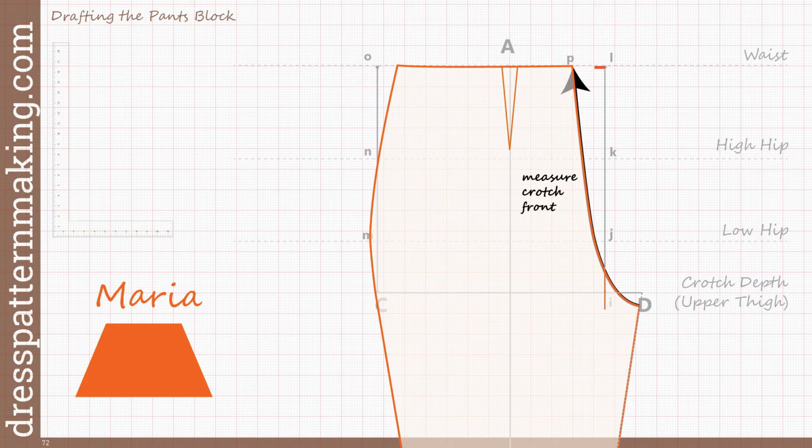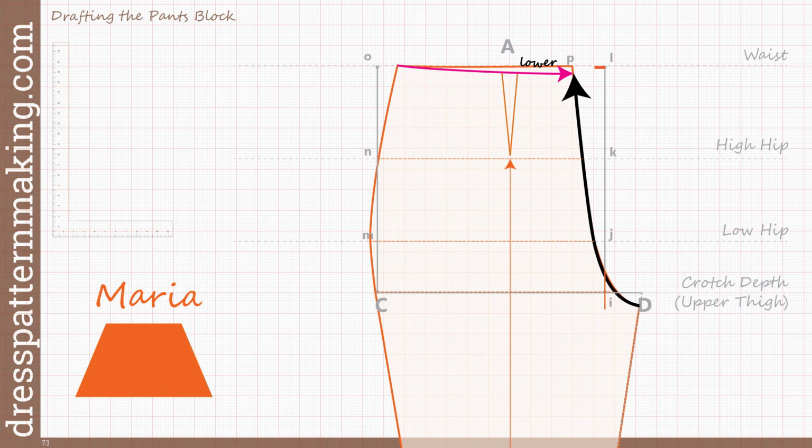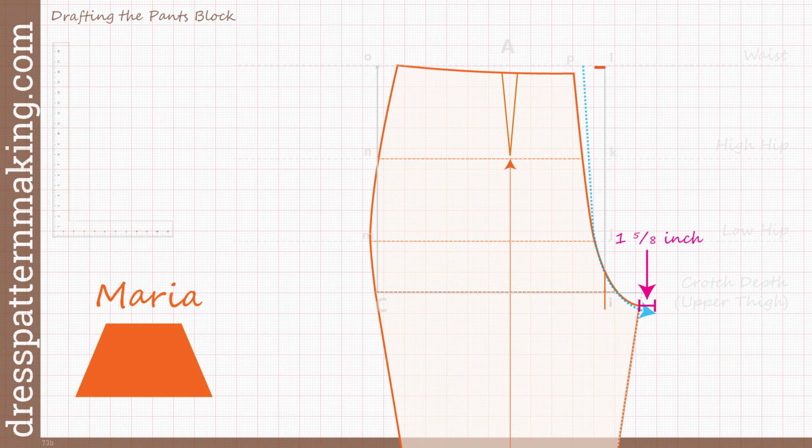So I have shaped my waist, and now I will measure the crotch length from D to P. The measurement from D to P is longer than my body front crotch length. So I will measure up from point D and stop when I reach my measurement. So then I've reshaped the waistline curve from O down to that point.